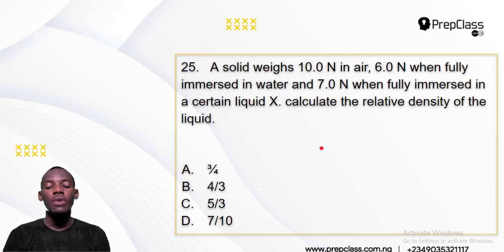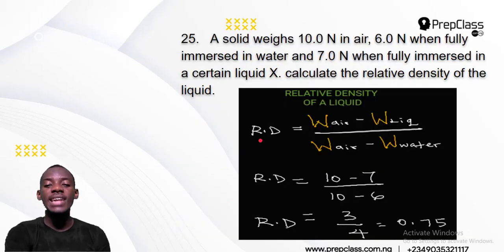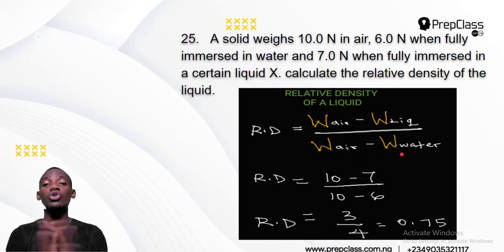Now let's take the last one on this video. A solid weighs 10 Newton in air, 6 Newton when fully immersed in water, and 7 Newton when fully immersed in a liquid X. Calculate the relative density of the solid. When you hear the relative density of something immersed in liquid, it has a formula. Very easy: weight in air minus weight in liquid over weight in air minus weight in water. This is the master formula for anything relative density of something immersed in liquid. It's just air minus liquid over air minus water.